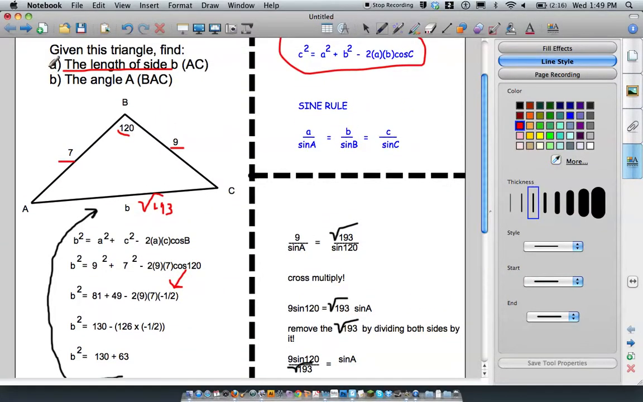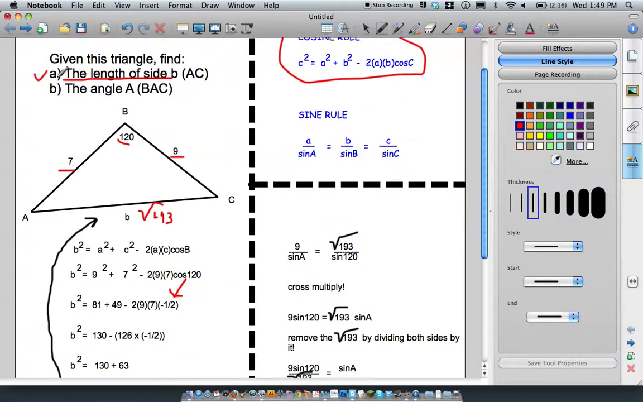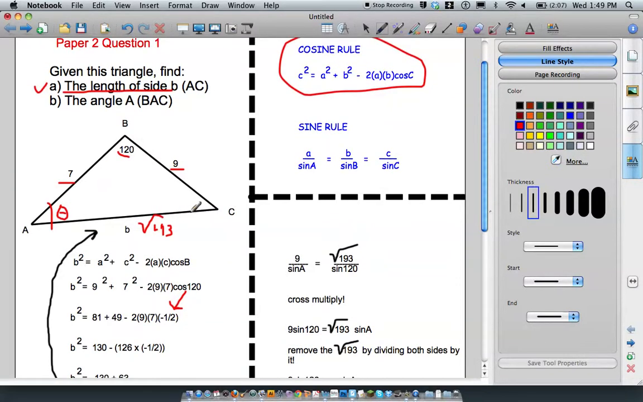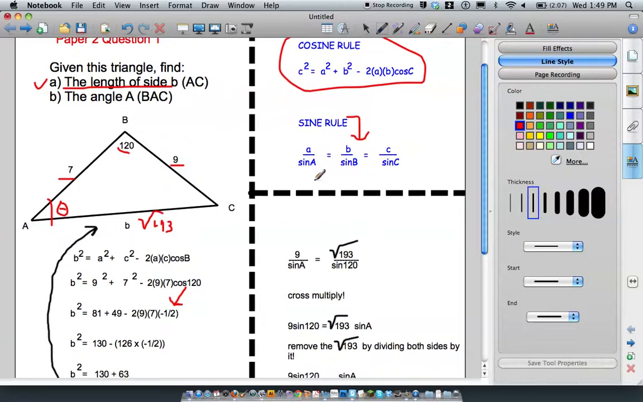So that means part A is done. Then part B is finding the angle of A. So we'll mark that as theta. Here we're going to use the sine rule, as seen here, which is a over sine A is equal to b over sine B, which is equal to c over sine C. So here we have a, which is 9, over sine of A, which is unknown, equal to the square root of 193 over the sine of 120.